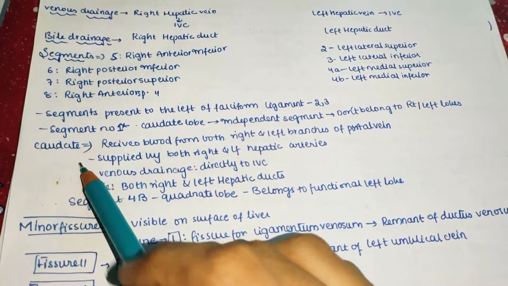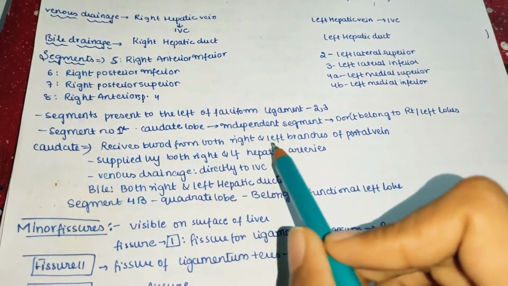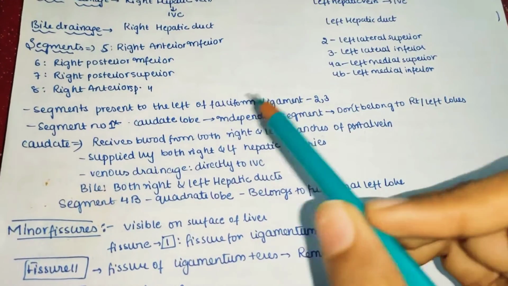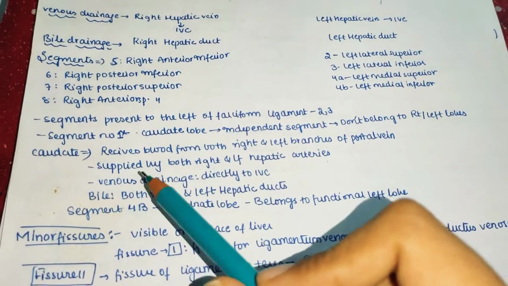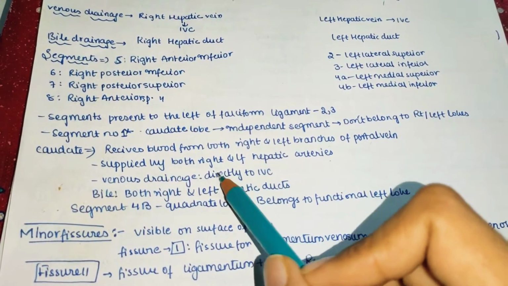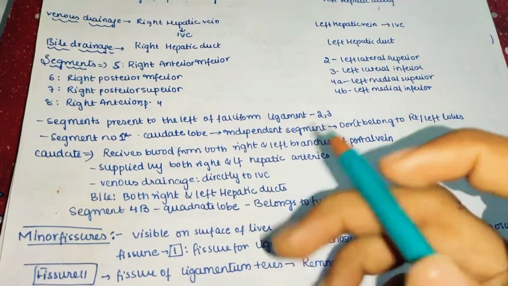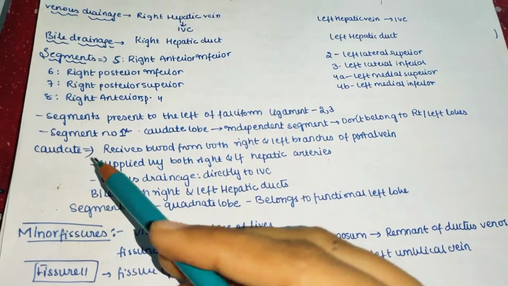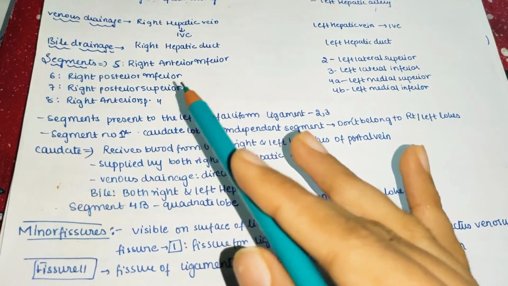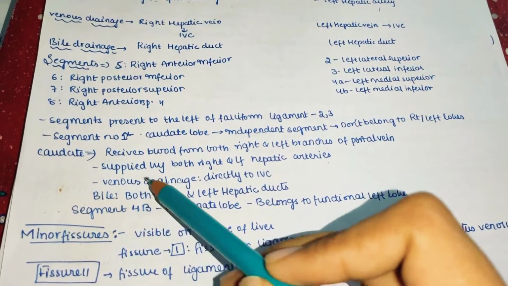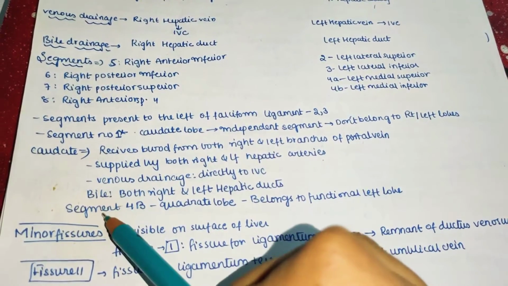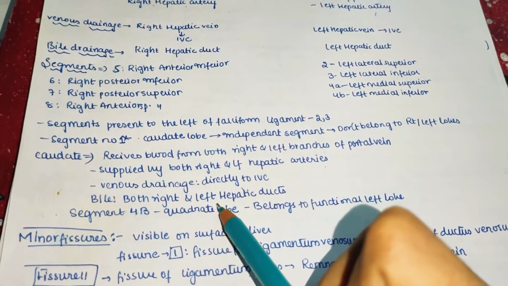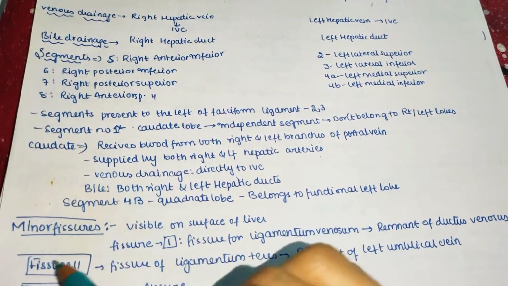So what is the caudate lobe? It receives blood from both the right and left branches of the portal vein, it is supplied by both right and left hepatic arteries, and the venous drainage is directly into the IVC. If you see the posterior surface of the liver, you will understand that the caudate lobe is right beside the inferior vena cava. So it is very easy for the caudate lobe to drain directly into the inferior vena cava. And the bile is drained by both the right and left hepatic ducts.